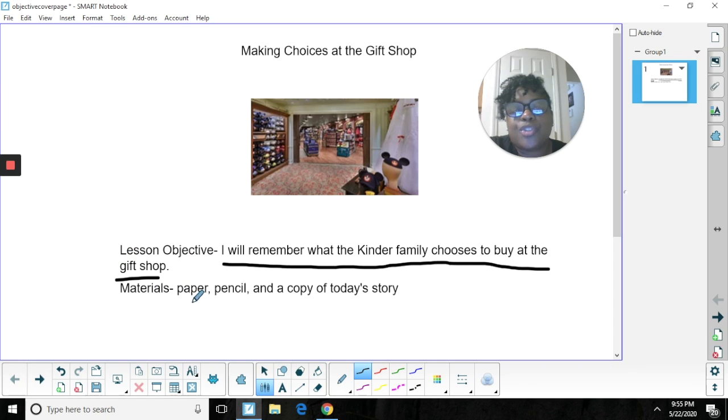What are the materials that you're going to need? Paper, pencil, and a copy of today's story. Okay? And a copy of today's story is right under the video lesson. There's a link to the copy of today's story. And if I add any other additional materials, they will be there as well. Okay? So we have to remember what the Kinder family is going to buy at the gift shop. So I want you to be thinking about that as we go through our lesson today.